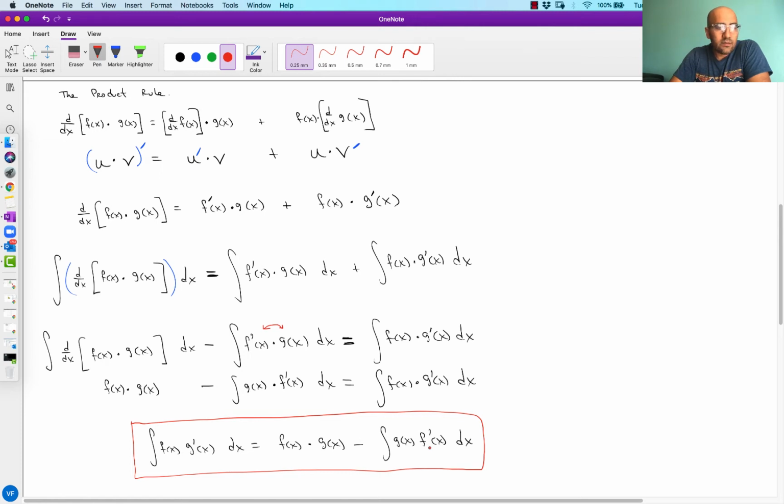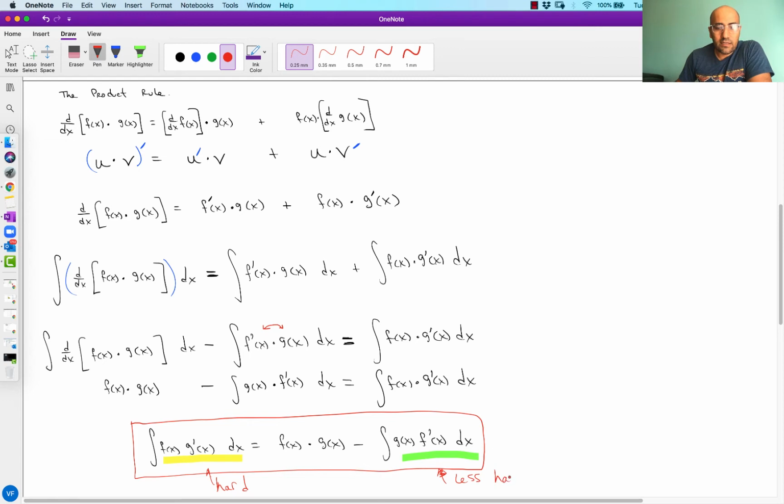And you're like, well, what's the point? Well, hopefully, the point is that this integral here might be really hard. Now, this integral right here might be hard to find. And you're going to exchange it for a multiplication of functions times an integral that hopefully is less hard. I mean, I'm not going to lie to you and tell you that it's going to be easy. It might still be challenging, but we'll say less hard.